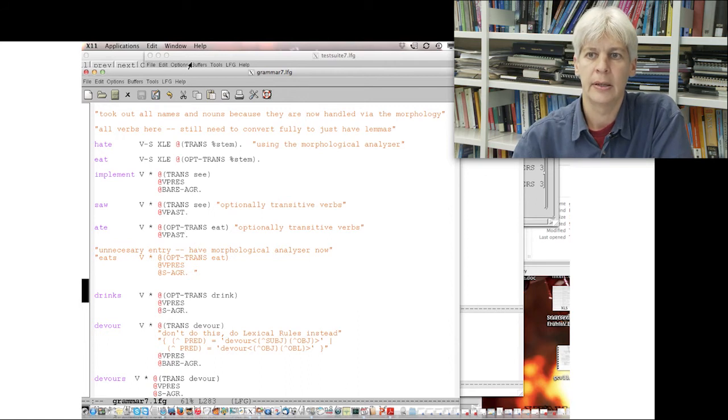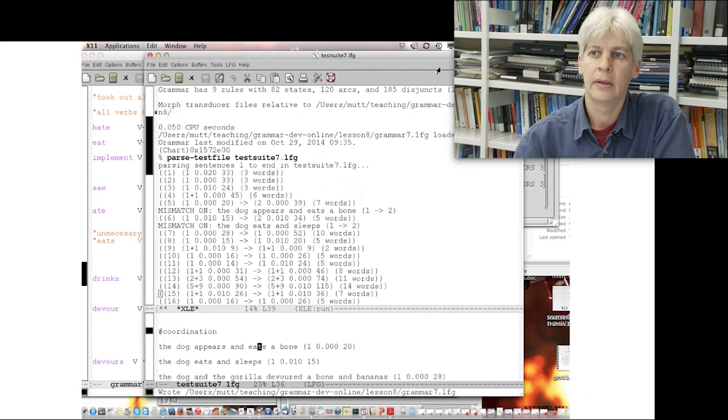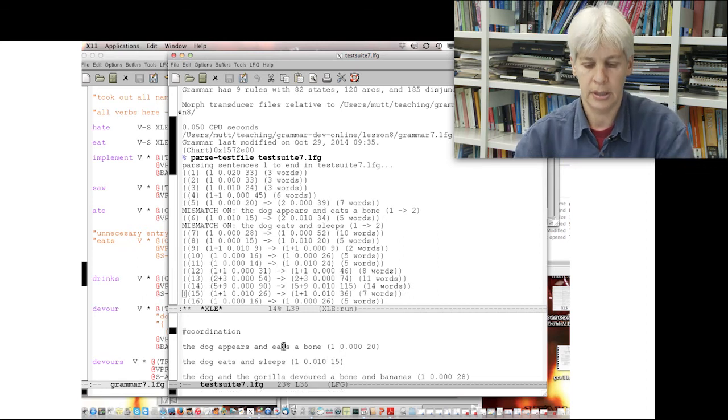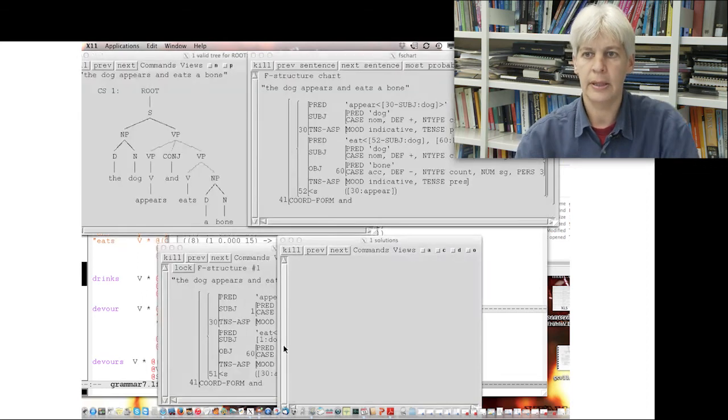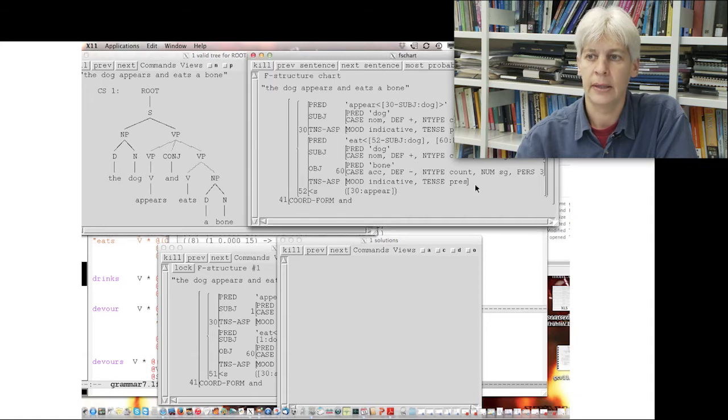Let's try it. We only made changes to the lexicon section, so I don't have to reload XLE. I can just try it again. Here, the dog appears and eats a bone. Escape, Control P, let's parse it. And now, in fact, I only have one tree left. That's very good. So I got rid of that analysis that I didn't want. And that still looks good.